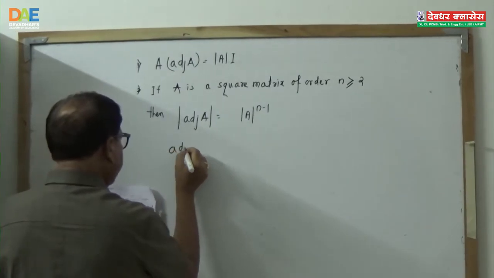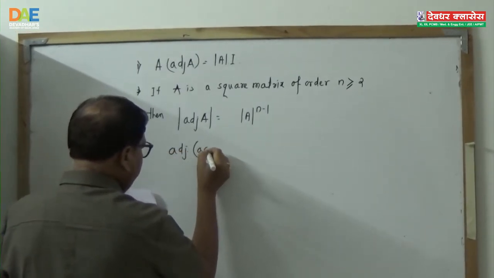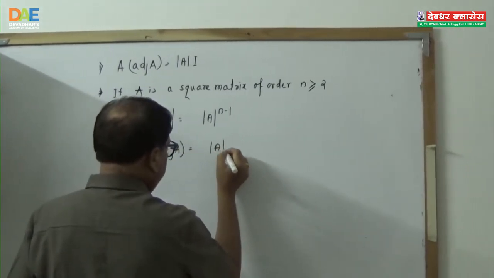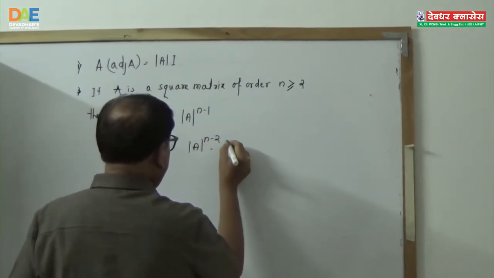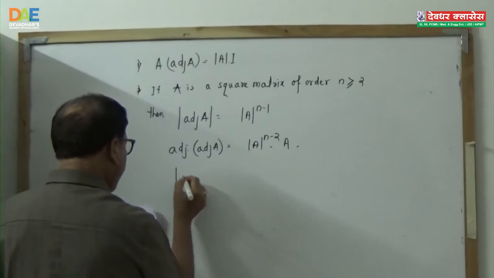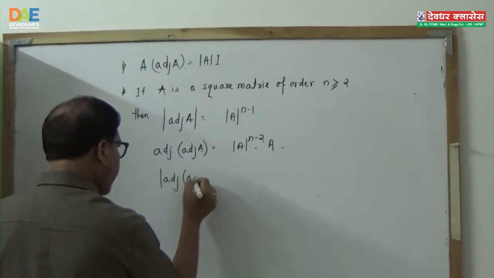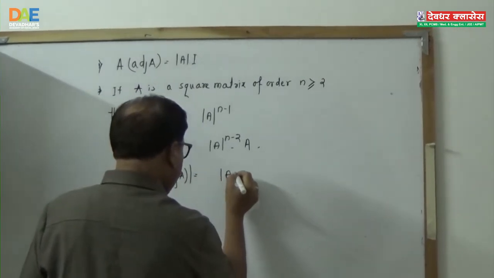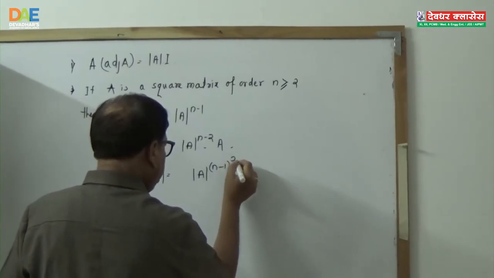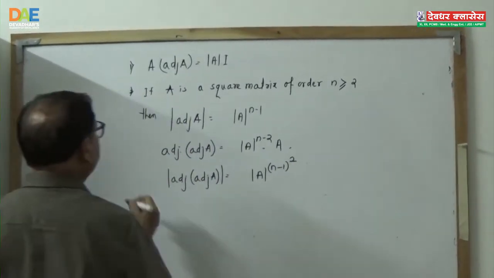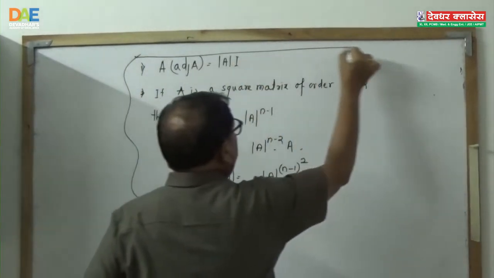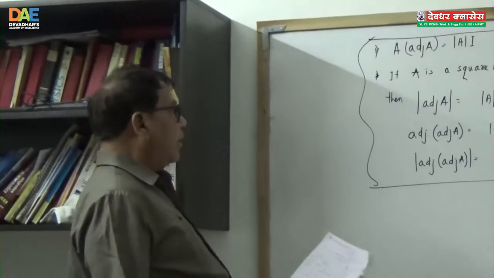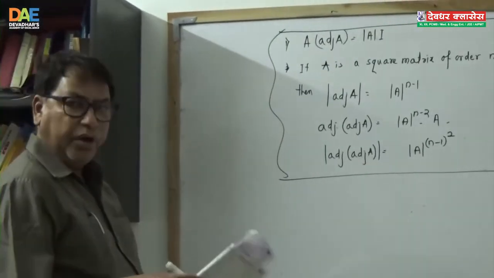Then adjoint of adjoint A is equal to mod A raised to n minus 2 into A, and mod of adjoint of adjoint A is equal to mod A raised to n minus 1 whole squared. So be careful about it. First of all, go through that. These are the important properties of the adjoint.